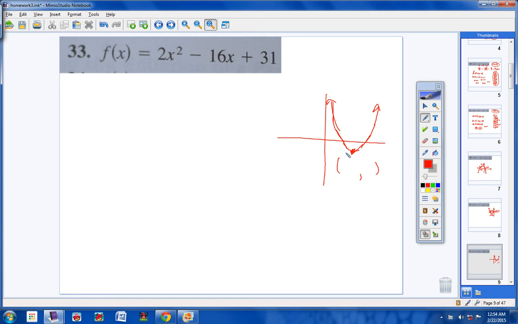Is that vertex a minimum or a maximum point? Well, it's a low point way down here at the bottom of the graph. It's a minimum. So hit second calculate, and then option number 3 for minimum. Make sure you're on the left side.